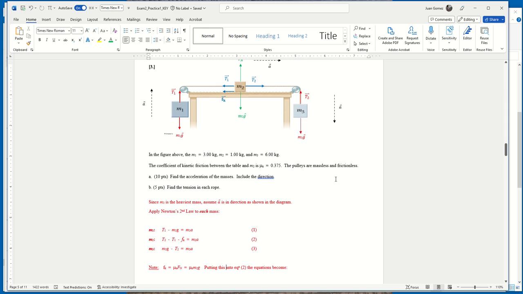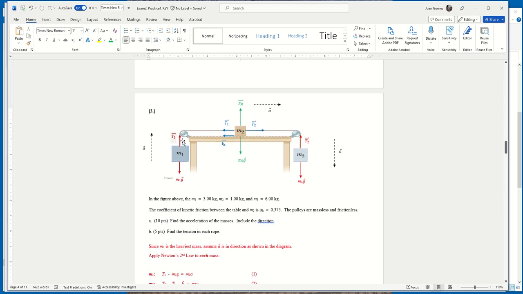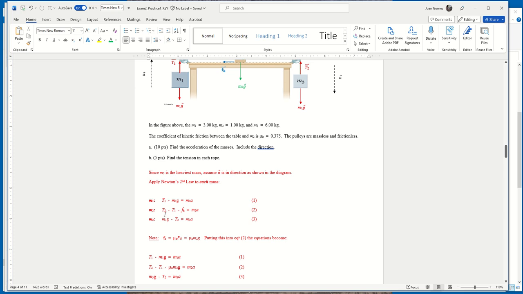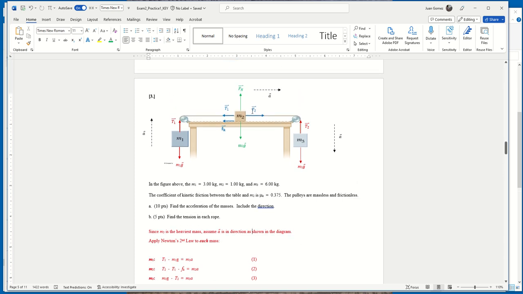All right, so let's look at M1. It's accelerating in the positive y, and T1 is in the positive y. So we're going to write for M1, T1 minus M1G equals M1A, because T1 is positive and M1A is positive, because for M1, A is positive. So the T1 and the M1A, they better be positive, and the M1G is negative. So it's T1 minus M1G equals M1A. That's equation 1.